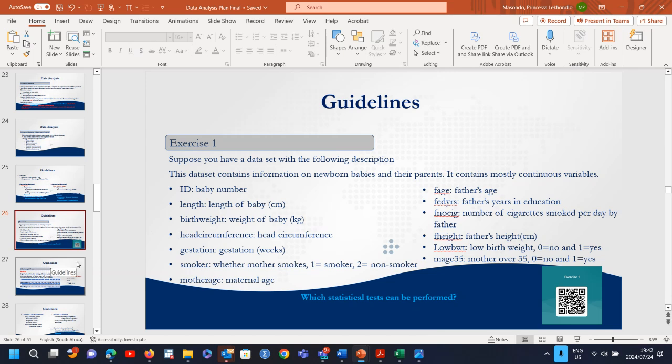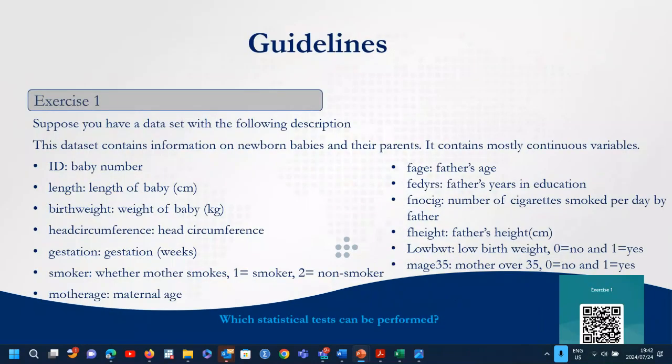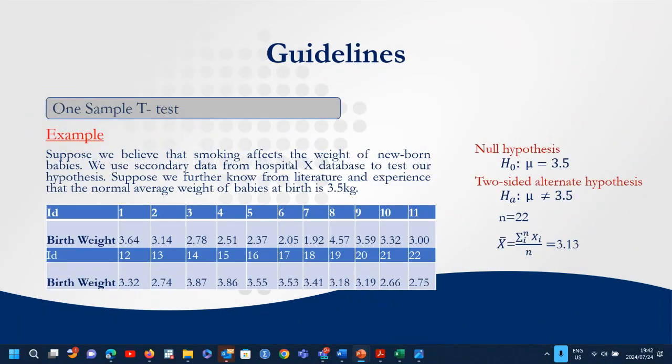And then moving along, let's assume that you believe that smoking affects the weight of newborn babies. Maybe you are a nurse working there and you want to do a study, so you collect the data from the hospital. Here, you are looking at one sample group, because your variable, weight, is numeric. So there is a t-test there.